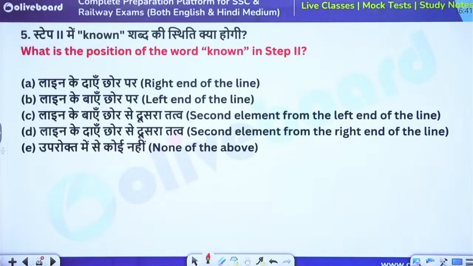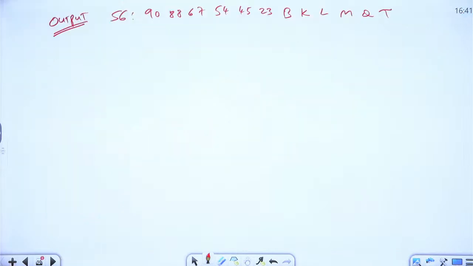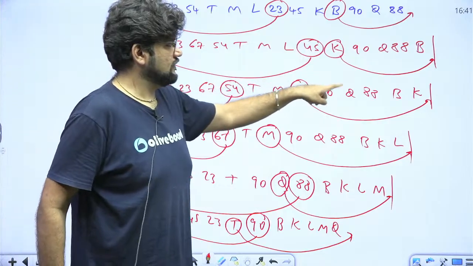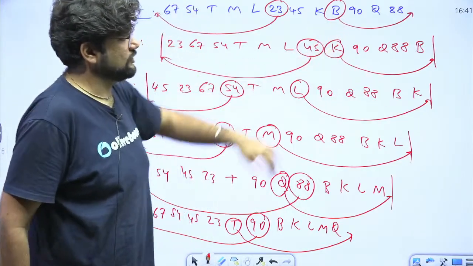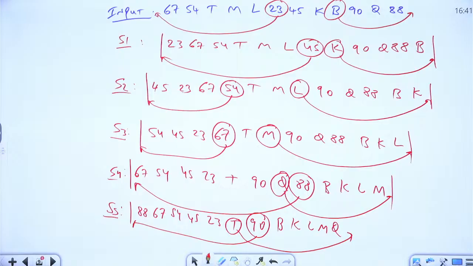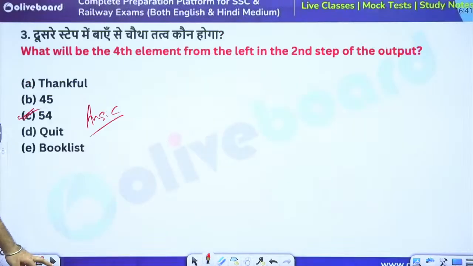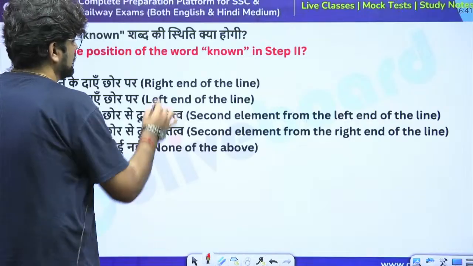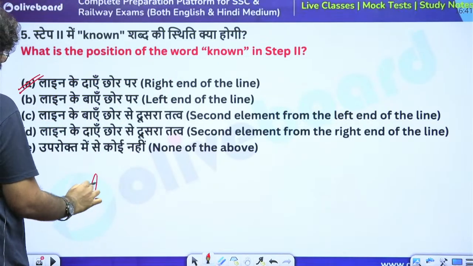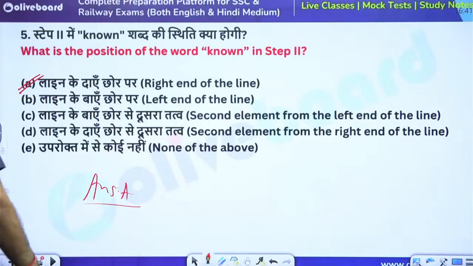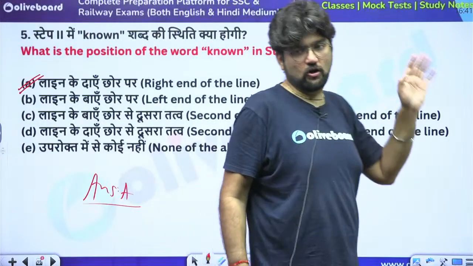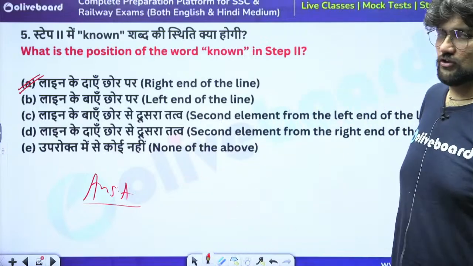What is the position of the word known in step 2? Known in step 2. Step 2, known is 1, 2, 3, 4, 5, 6, 7, 8, 9, 10, 11, 12. Obviously last from the right end. First from the right end, sorry. Okay. First from the right end. So that is right end of the line. Cool. So you will always assume them to be arranged facing the north. So your right and left will be accordingly arranged always.